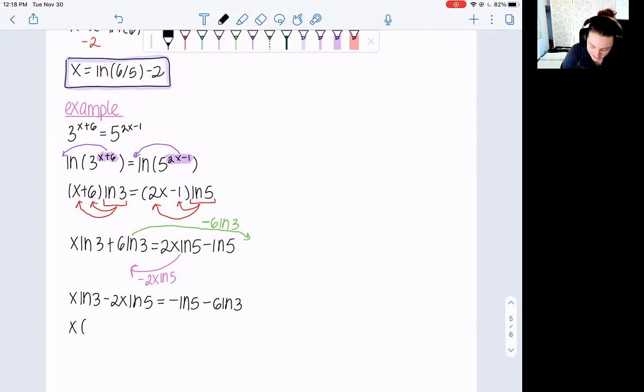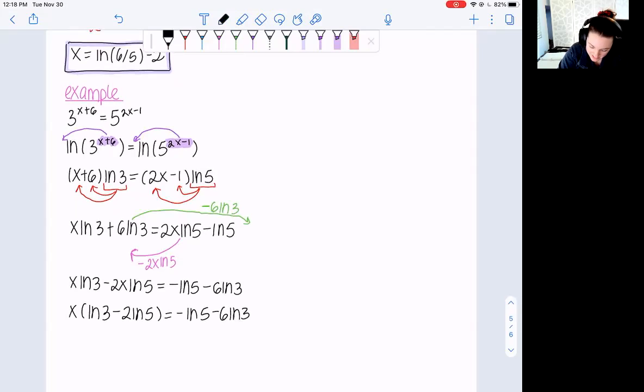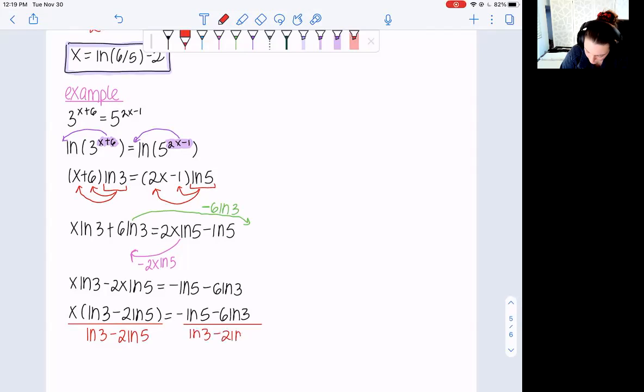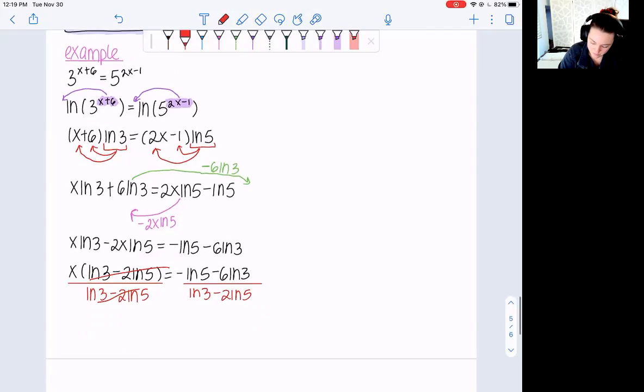On the left side, you're factoring out an x. Then you're dividing both sides by this leftover stuff, the ln 3 minus 2 ln 5. So your final answer is x equals negative ln 5 minus 6 ln 3 divided by ln 3 minus 2 ln 5.